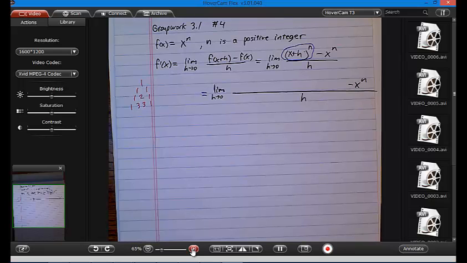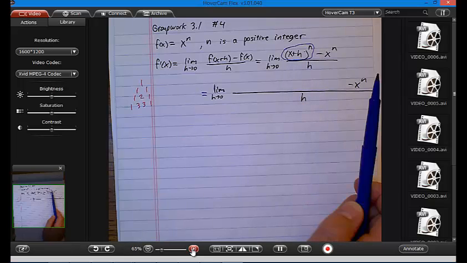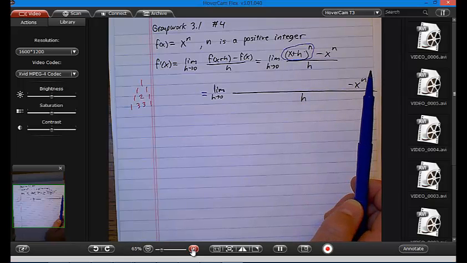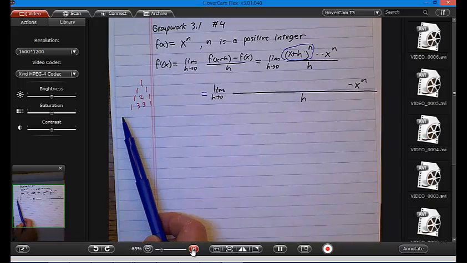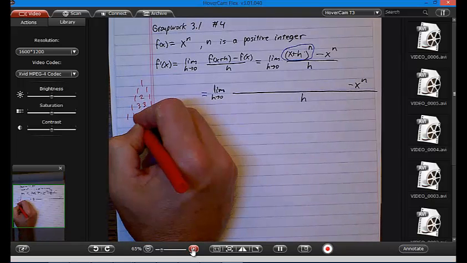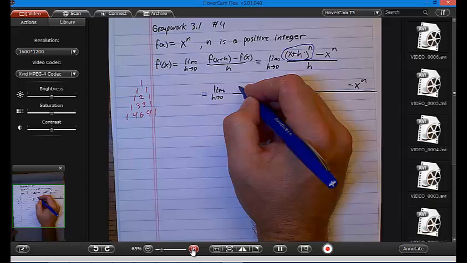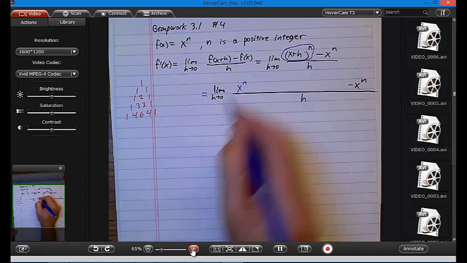But we do know the pattern, and that's kind of the idea here. Let me ask you guys this. Can you tell me what the first term of (x plus h) to the n is going to be? It's going to be x to the n, right? Because in Pascal's triangle, there's a bunch of 1s that go down this. It doesn't matter how far you go, the first term is always a 1. You guys with me? So the first one here we're going to write as x to the n.